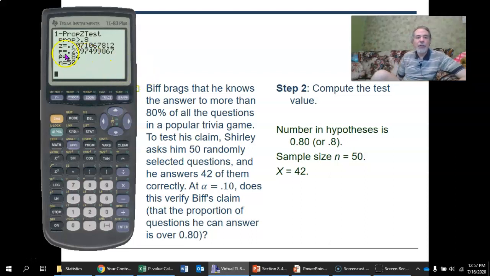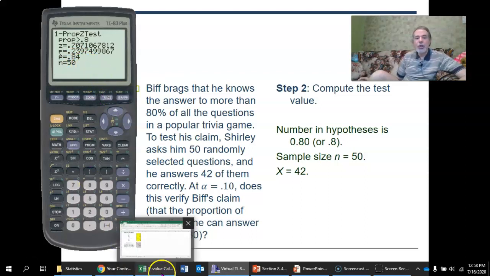Notice it also gives us the p-value. The p-value, according to the calculator, is 0.239749 something. And it also tells us that p hat is 0.84.